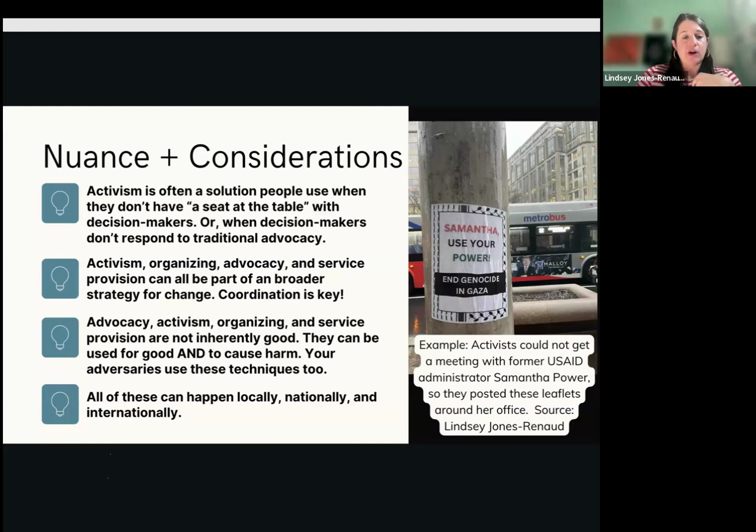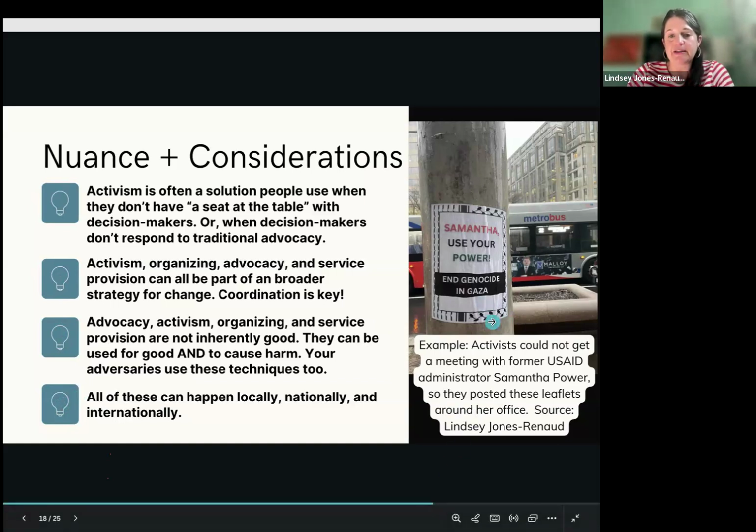Activism, advocacy, and organizing and service provision are, again, none of these are inherently good. They can be used for good and to cause harm. Your adversaries use these techniques too. And all of these can happen locally, nationally, internationally at different levels.